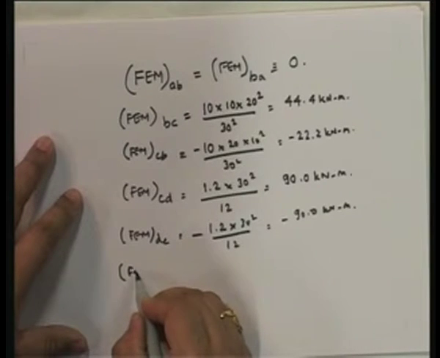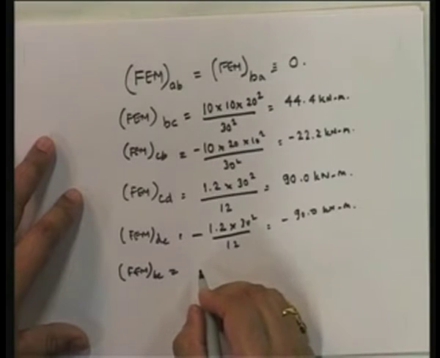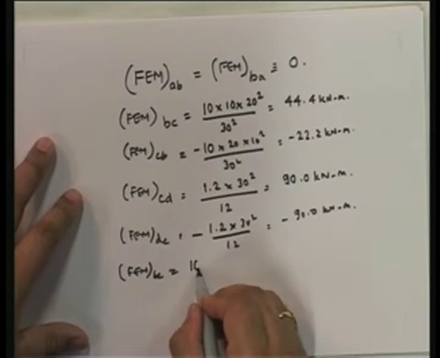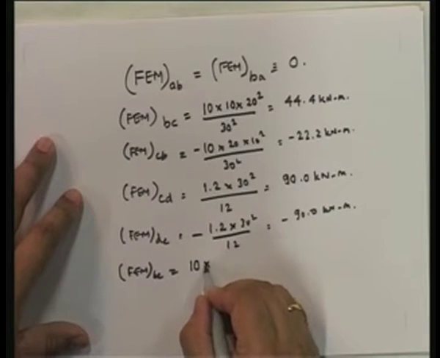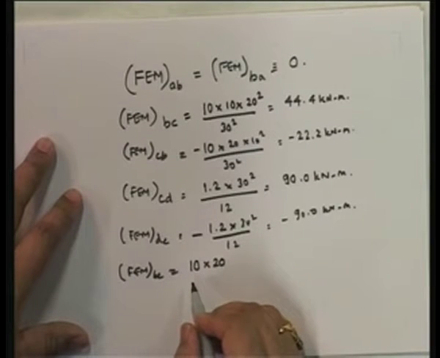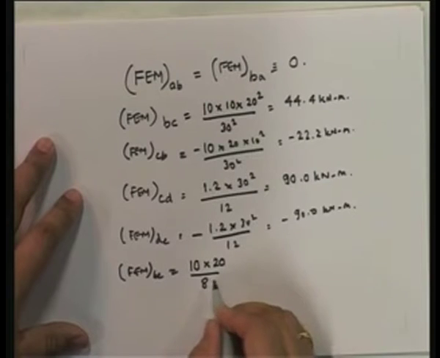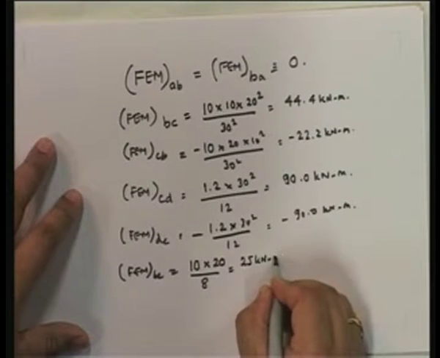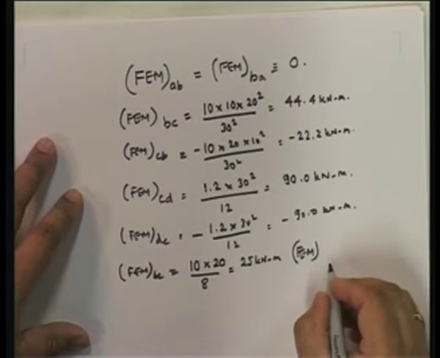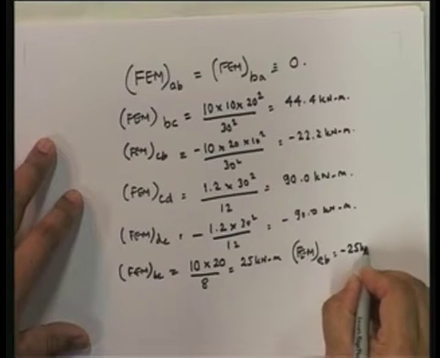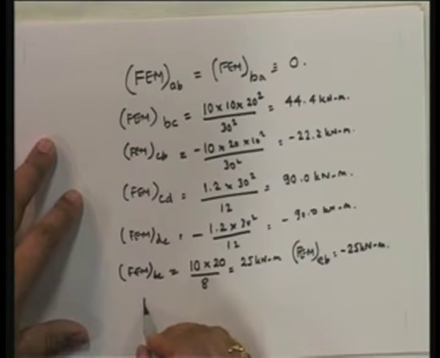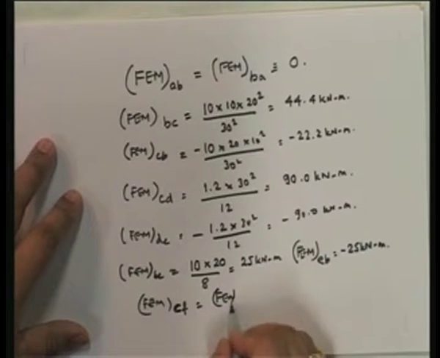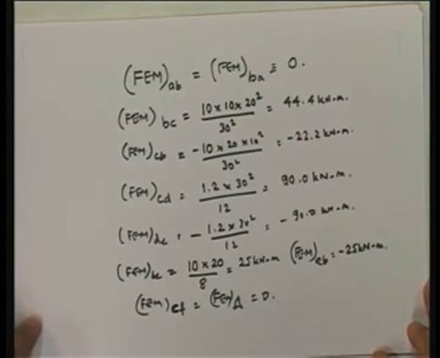Finally, BE, so fixed end moment BE is going to be equal to plus 10 into 20 by 8, which is equal to 200 upon 8, 25 kilonewton meter, and fixed end moment at EB is equal to minus 25 kilonewton meter. And finally, fixed end moments at CF is equal to fixed end moment at FC, which is equal to 0. So we have computed all the fixed end moments.